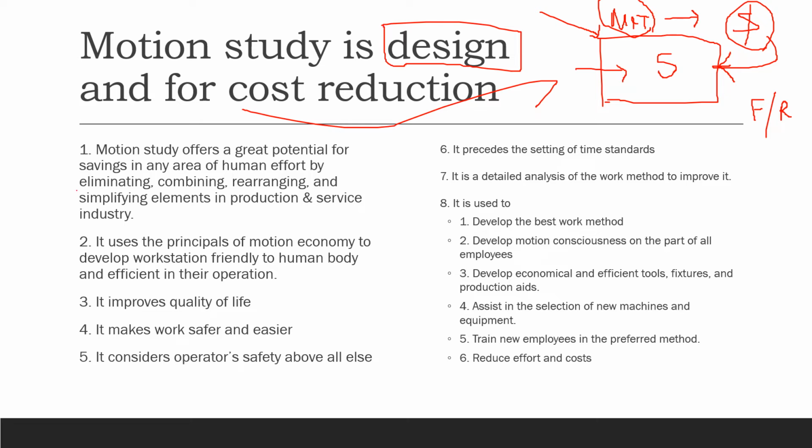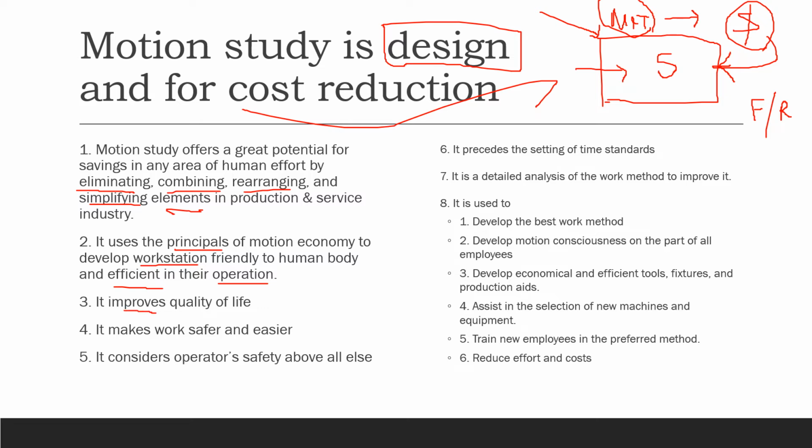So how do we do it? We use a technique to eliminate, combine, rearrange, and then simplify elements. Elements are just the activities, and production or service industry is just your workplace. We use the principle of motion economy, and we're going to come up with a station, the place where you work, that has to be good for you, so the operation you're doing goes efficiently.